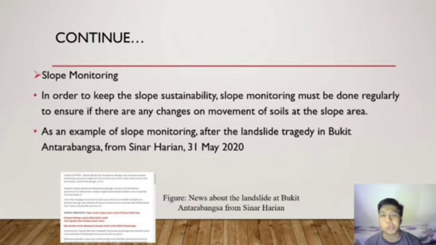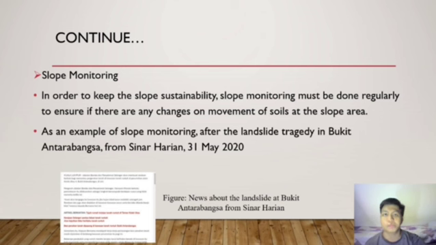Now continuing, this is number 2, slope monitoring. In order to keep the slope sustainable, slope monitoring must be done regularly to ensure whether there is any change or movement of soil at the slope area. For an example of slope monitoring, after the landslide tragedy in Bukit Antarabangsa on 31 May 2020, this figure shows the landslide at Bukit Antarabangsa.